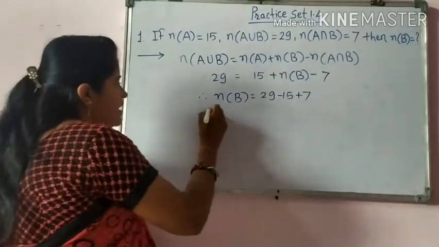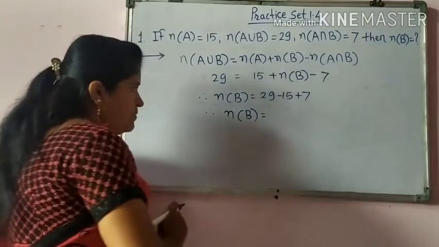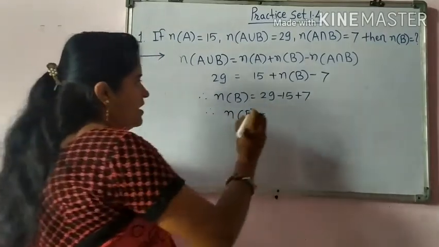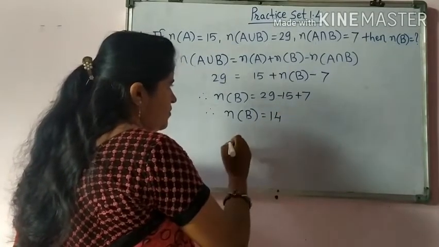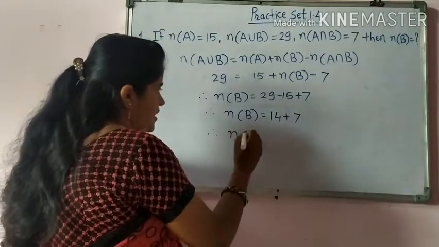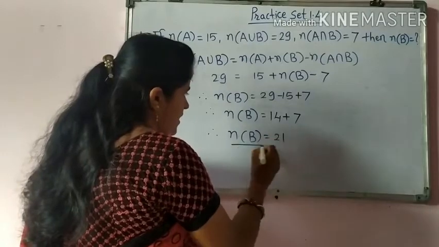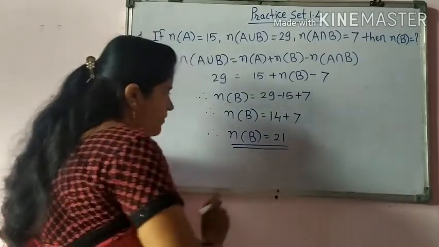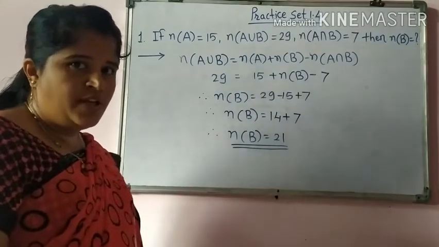So therefore n of B is equal to 29 minus 15 plus 7. That is 29 minus 15 is 14, plus 7. Therefore n of B is equal to 21. That is number of elements of set B is equal to 21.